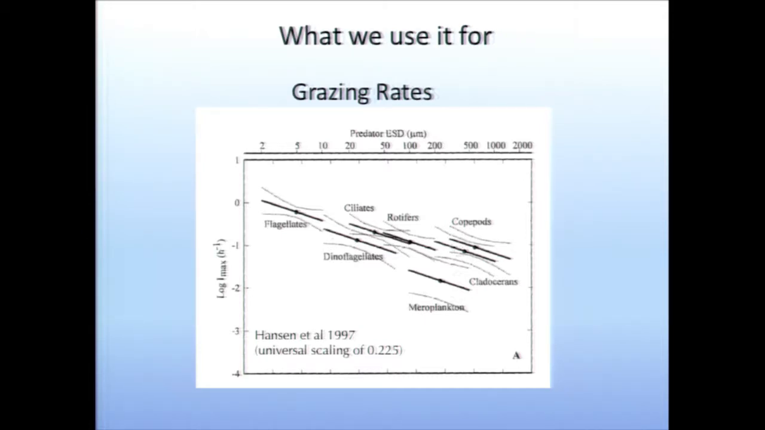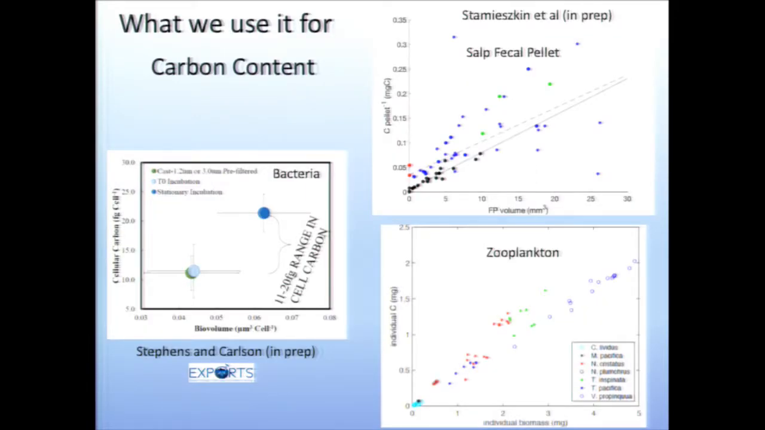And so there are these relationships. You can see that there's quite a lot of spread in the data, but at least in broad paintbrush strokes, grazing rate seems to relate to predator size. And we use it for just basic things, trying to figure out how much carbon is in the system, right? So this is very much surface area to volume. These are all data sets from exports. This is the biovolume of a bacterial cell and how much cellular carbon is in there.